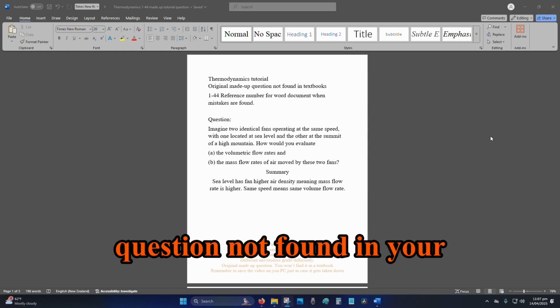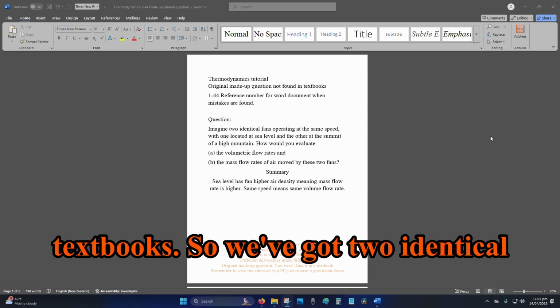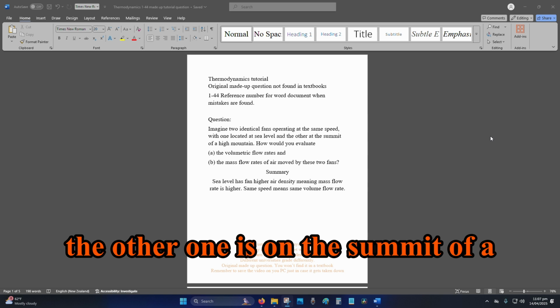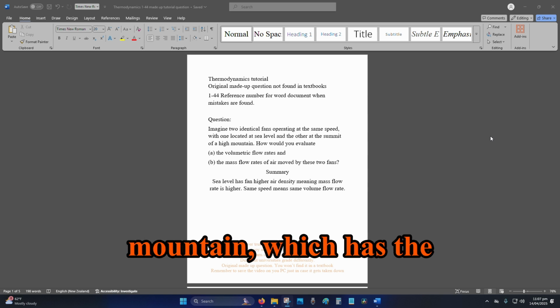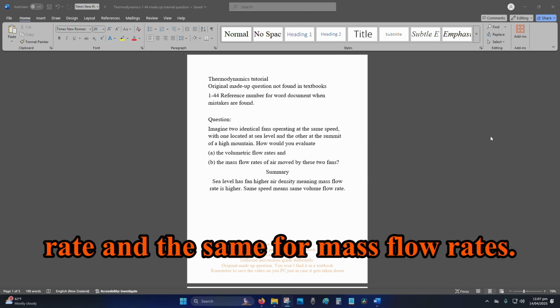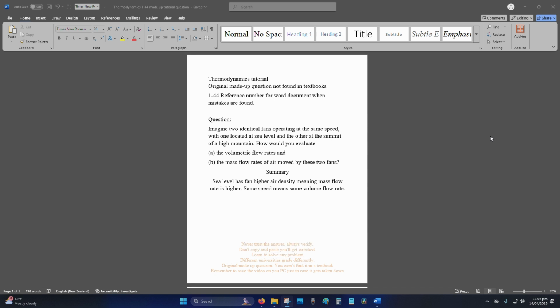This is a made-up question not found in your textbooks. So we've got two identical fans at the same speed. One is located at sea level, the other one is on the summit of a mountain. Which has the higher or lower volume flow rate, and the same for mass flow rates?